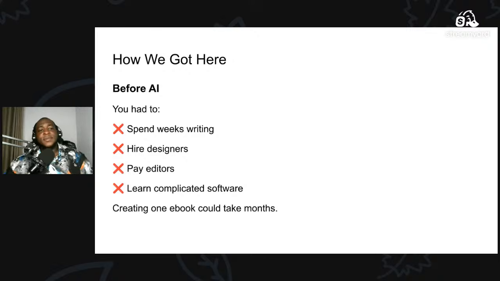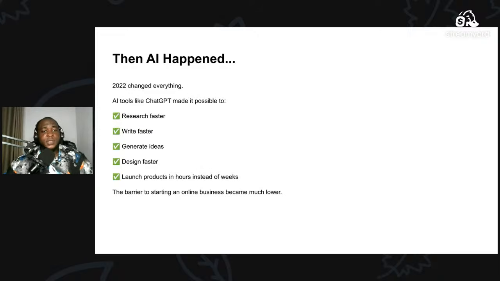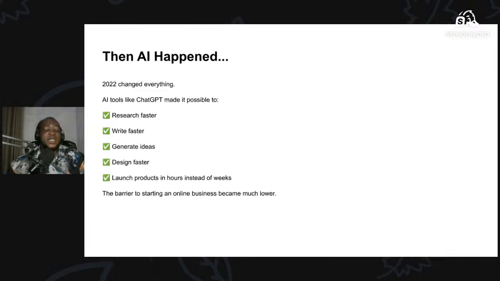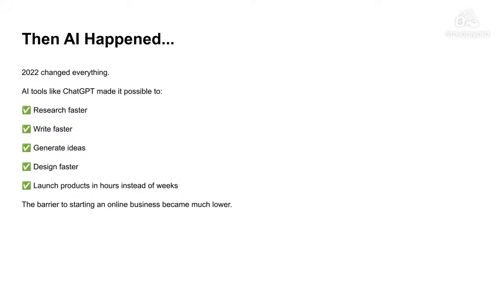Before AI, people spent weeks writing their books, their novels. They also hired editors, they also hired designers. They paid for complicated software, and just creating one book could take 1 month. But guess what? In 2022, when ChatGPT came, everything changed. In fact, just ChatGPT alone, sorry, this font is small. Research became faster, writing became faster, it became easy to generate ideas. This font is very, very small for me to read. Talk less of you people that are looking, but just be patient with me. Now, design became faster, and launching your book became very, very easy.